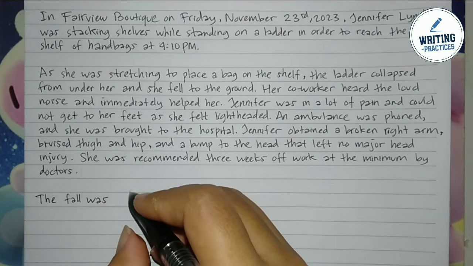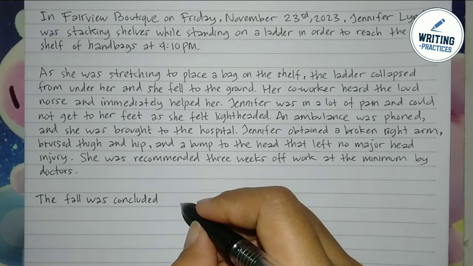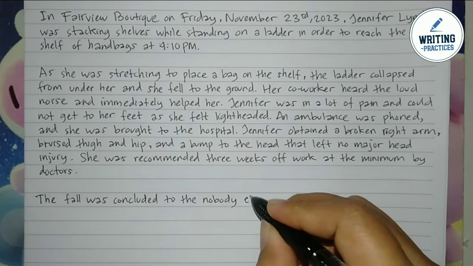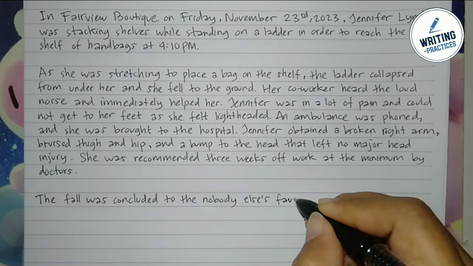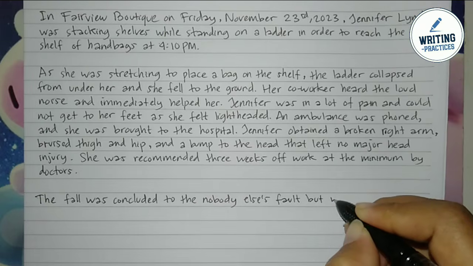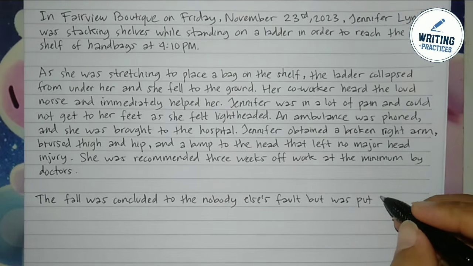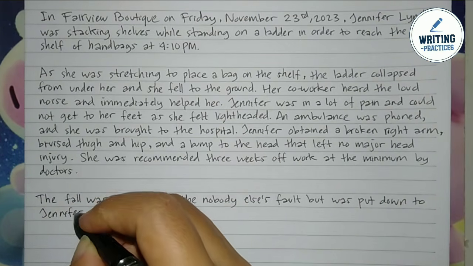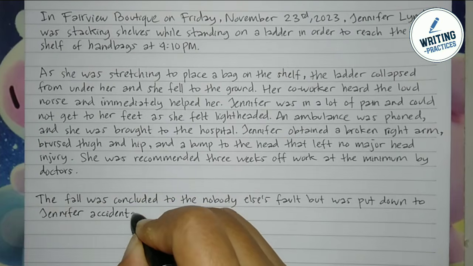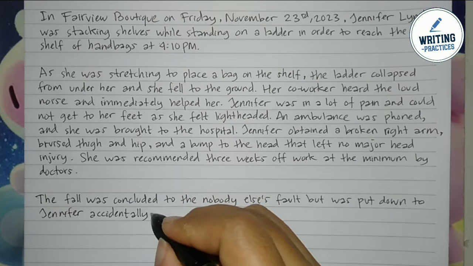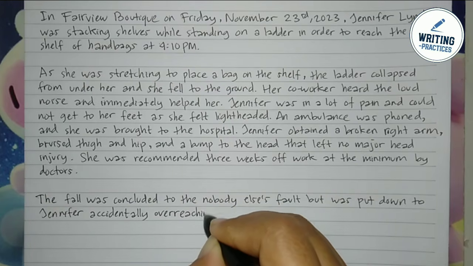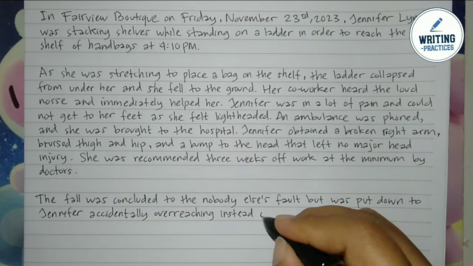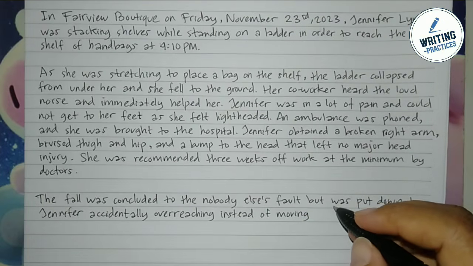In the last paragraph, you must state clearly if the incident is purely an accident or because of someone else's fault. In this example, the writer explains how the incident was because of the injured employee herself. And tell why. For example, the writer said that the fall was concluded to be nobody else's fault, but was put down to the employee herself, who accidentally overreached, instead of moving the ladder to where she needed to be.